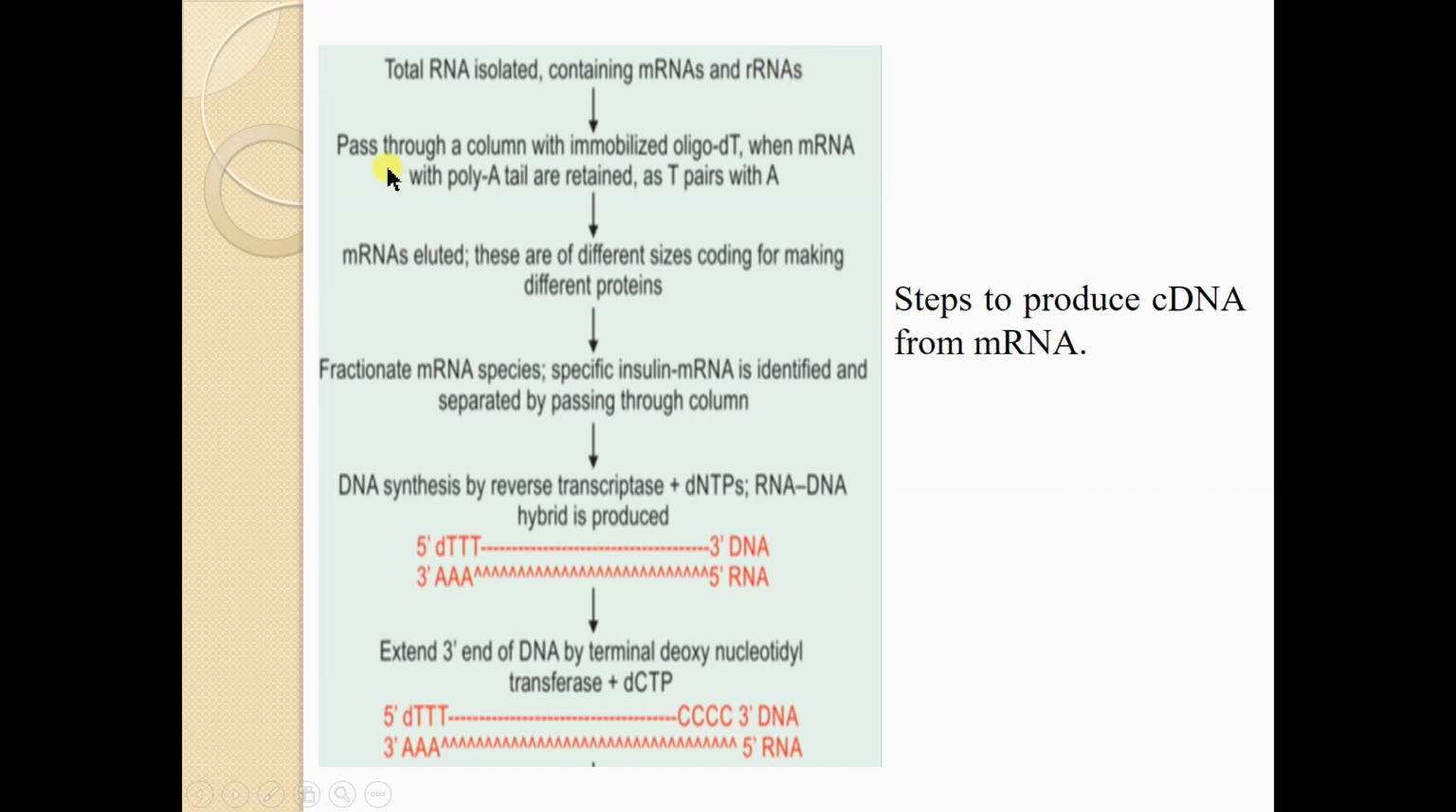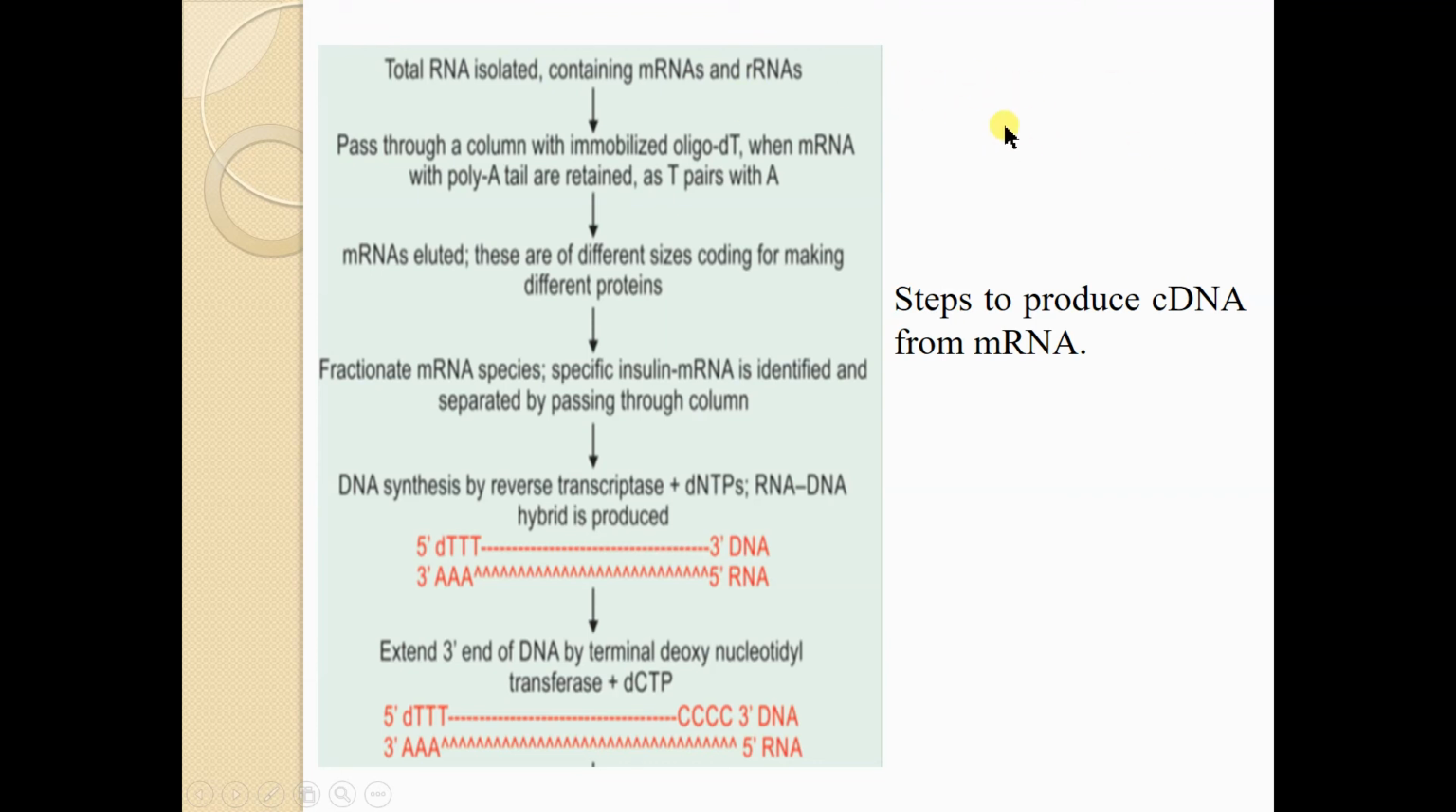Then they will pass through a column with immobilized oligodeoxythymine. As we all know, mRNA after post-transcriptional modification in the cytoplasm will contain polyadenine molecules at the 3' end. So we pass this whole RNA, which contains mRNA and rRNA, through a particular column of chromatography.